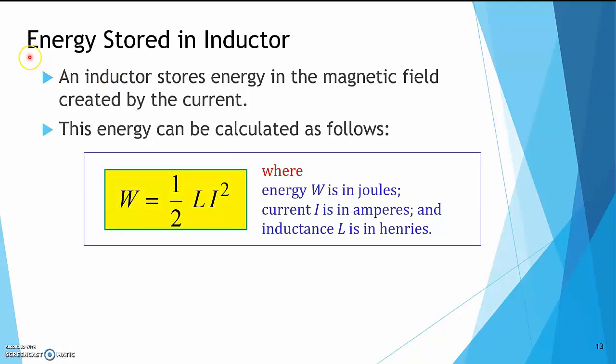A capacitor stores energy in an electric field created by a voltage difference. An inductor stores energy in a magnetic field created by a current. The formula to calculate the energy stored in an inductor is given as this: W equals half L i squared. For a capacitor, we have a similar formula: W equals half C V squared.